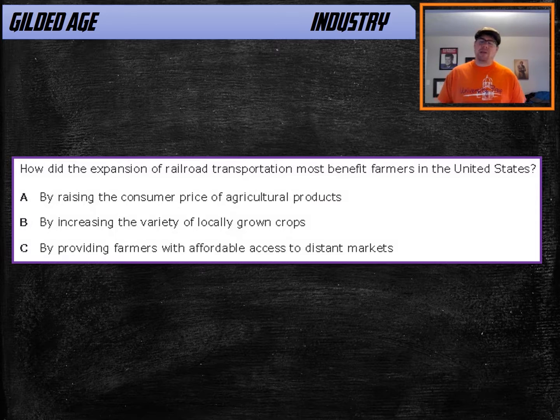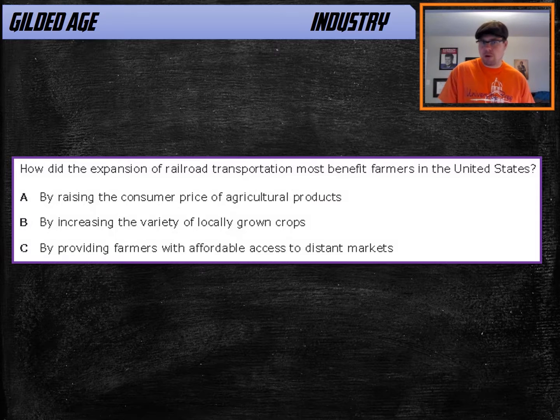This is a question about railroad transportation and how did it benefit farmers? And again, this is that surprising focus on farming and ranching and settlement rather than, say, the industrial conditions in factories. So how did the expansion of railroad transportation benefit farmers? Well, the more railroads there are, the more farmers can get their product out to distant areas. Farmers can make more money. If you look at C, by providing farmers with affordable access to distant markets. That is how railroads really benefited farmers.